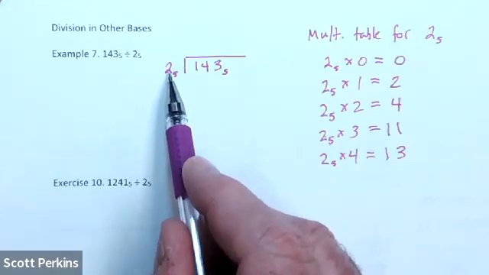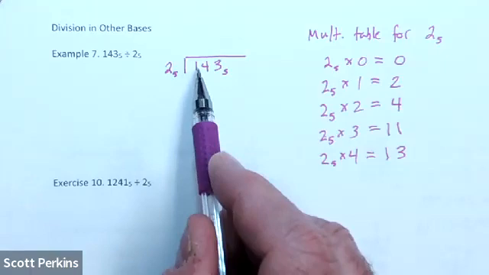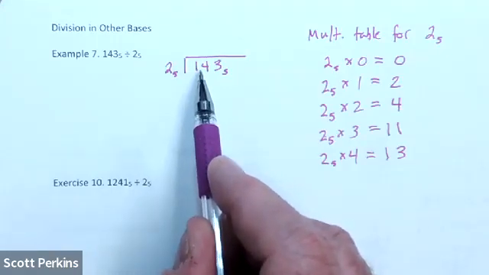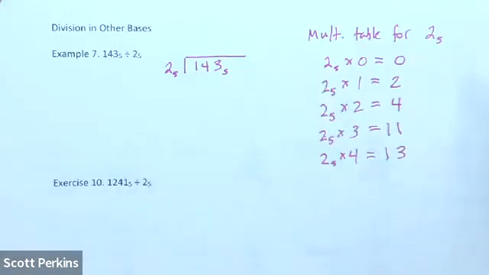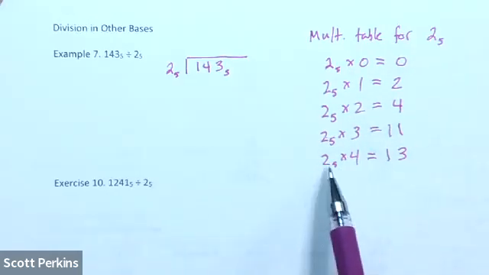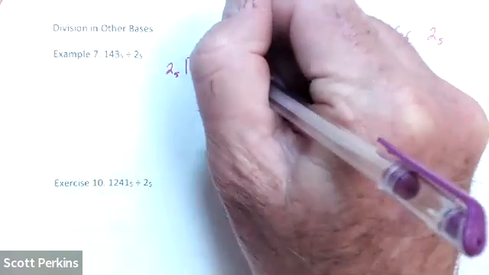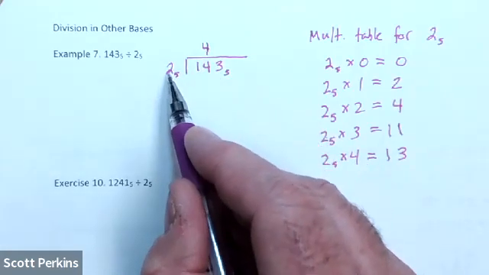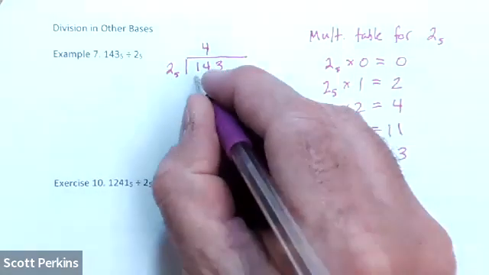So you take the 2 and you say, okay, does the 2 go into the 1? No. Well, you go back, okay, does the 2 go into the 14? And the answer is going to be yes. So now I come over here. What's the closest I can get to 14 when I'm multiplying by 2? Yeah, the 13 down here. 2 times the 4 will give me 13. So I'm going to put a 4 right there above the 4 in 14. So 4 times 2, that's 8, and we wrote that as 13.